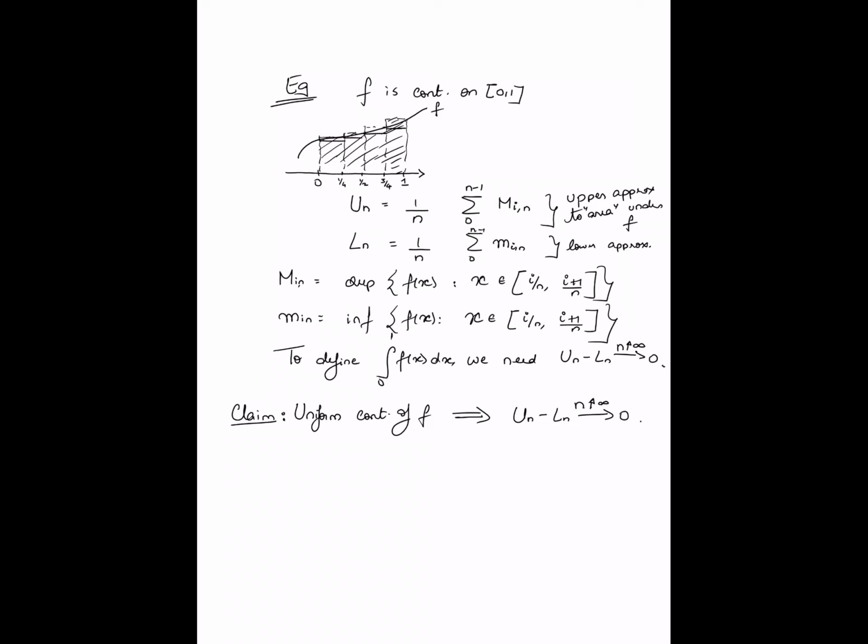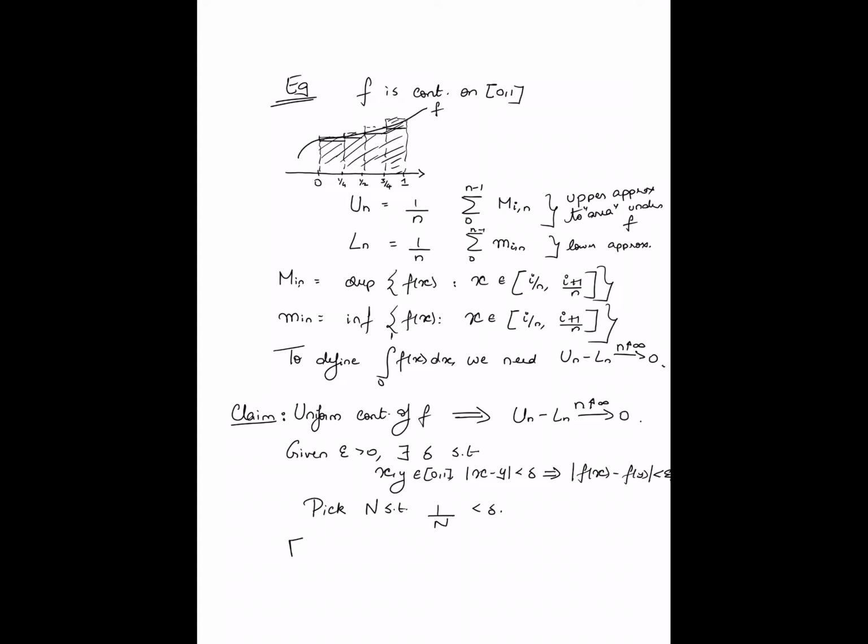Okay, so how do I prove this claim? Given any epsilon greater than 0, by uniform continuity there exists a delta such that x and y, which are within 0, 1 and within a delta distance of one another, implies that the absolute value of f of x minus f of y is less than epsilon. Okay, this follows from the definition of uniform continuity. Now what I do is pick capital N such that 1 by N is in fact less than delta.